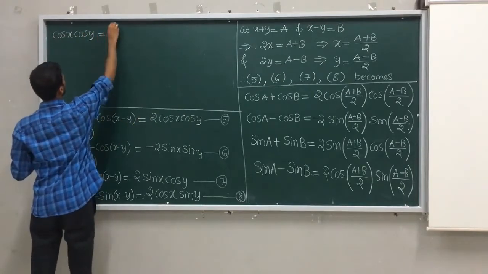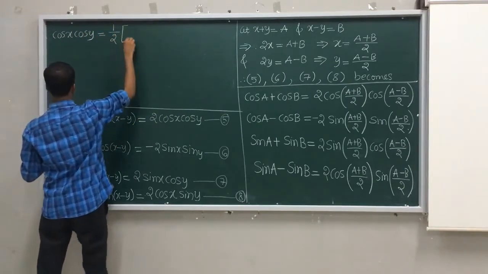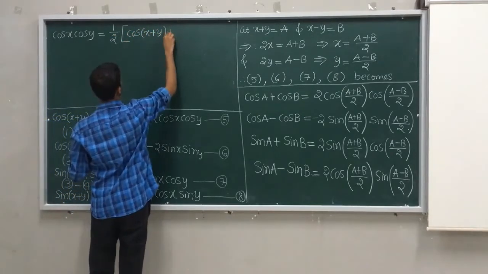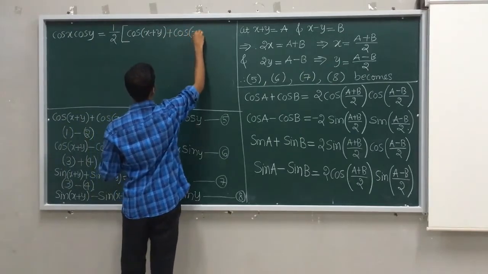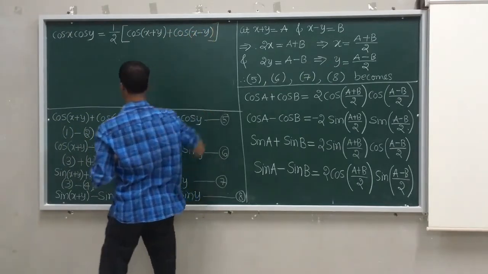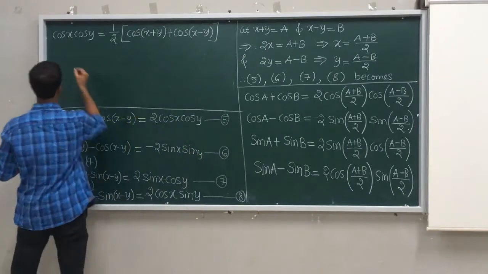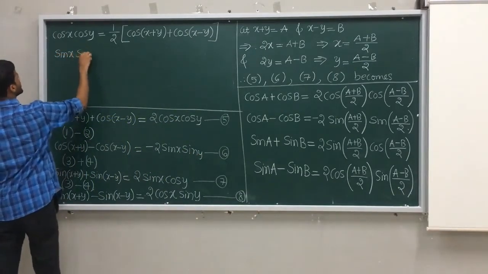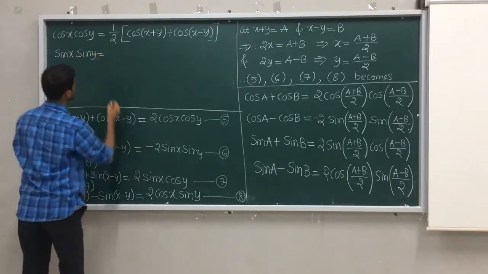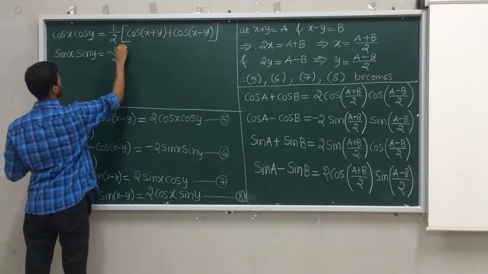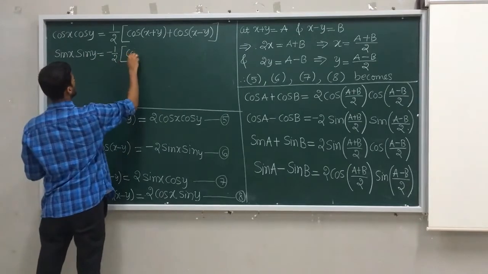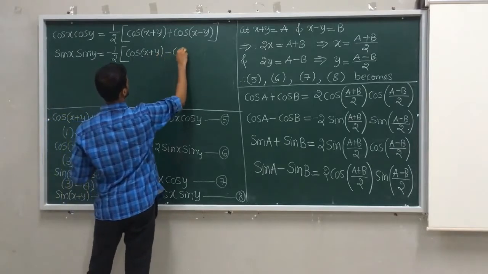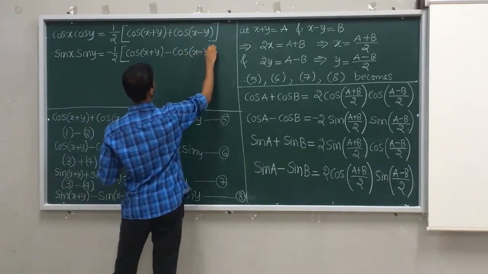it becomes 1 by 2 times cos of (x plus y) plus cos (x minus y). This is another form. Similarly, if I consider 6, if I want to find sin x sin y, or sin a sin b, it is nothing but bring that minus 1 by 2, minus 1 by 2 times cos of (x plus y) minus cos of (x minus y).